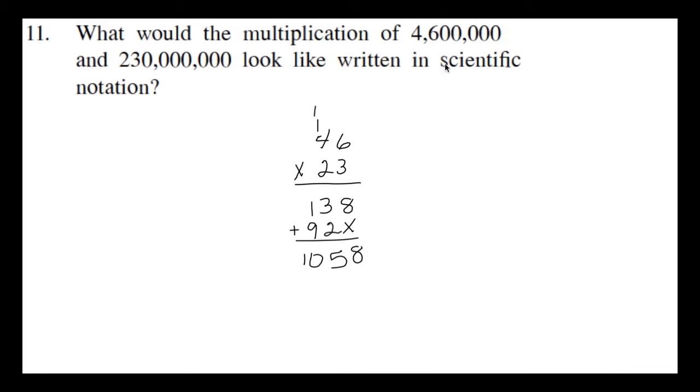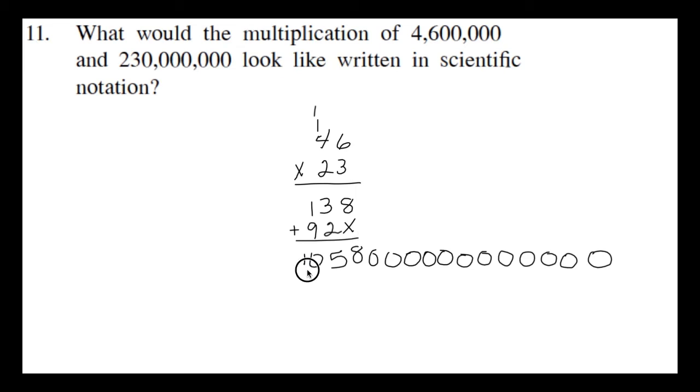So I have my zeros. So I have 1, 2, 3, 4, 5 zeros there. And then I have 1, 2, 3, 4, 5, 6, 7 there. So I have to add 7 more. So 1, 2, 3, 4, 5, 6, 7. And now put it into scientific notation.